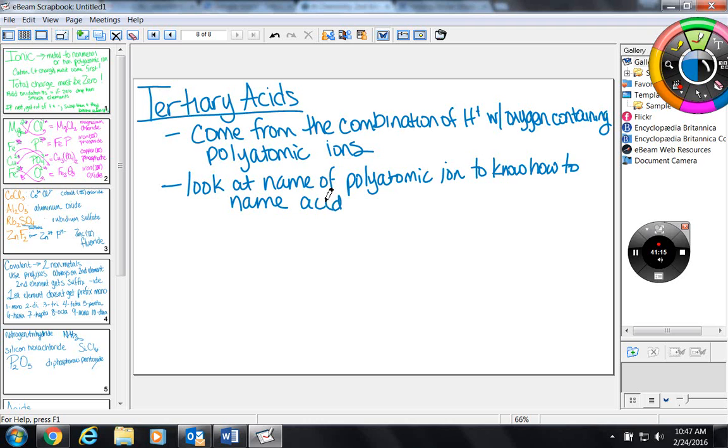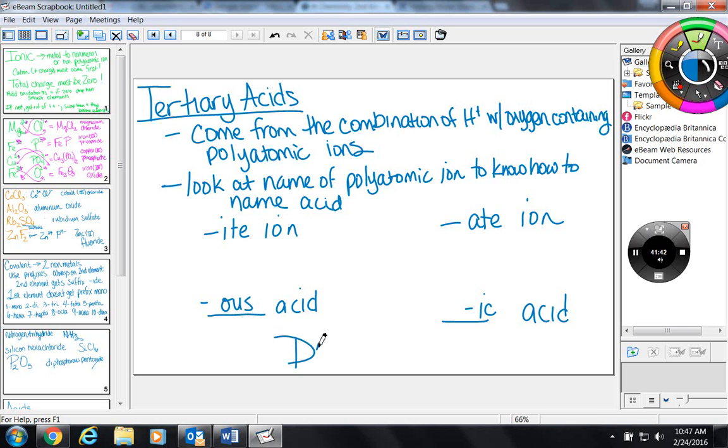If it's an ite ion, it becomes an ous acid. If it's an ate ion, it becomes an ic acid.